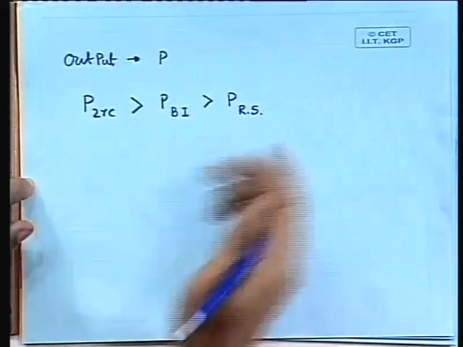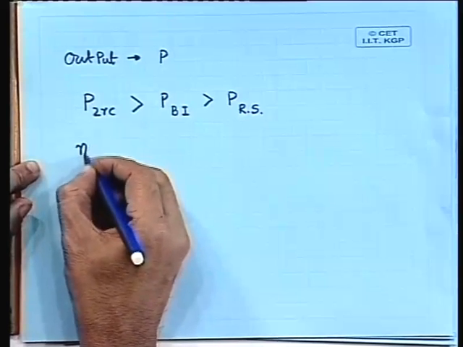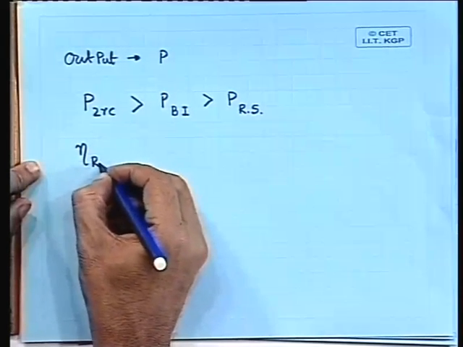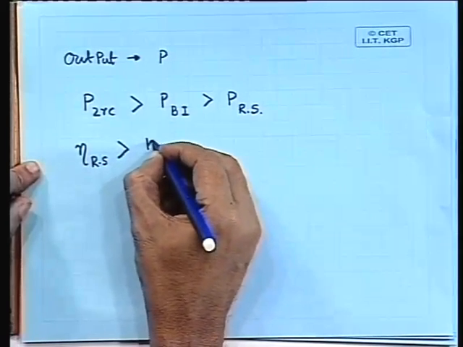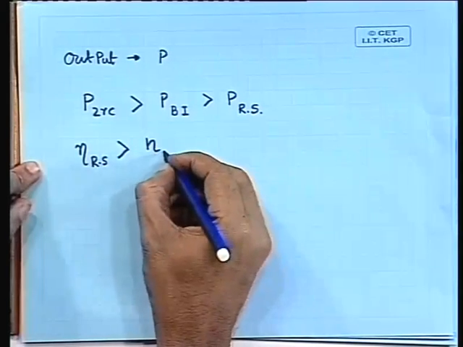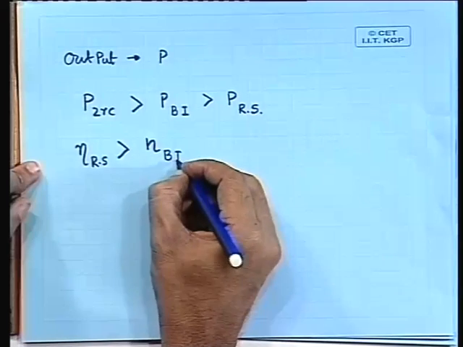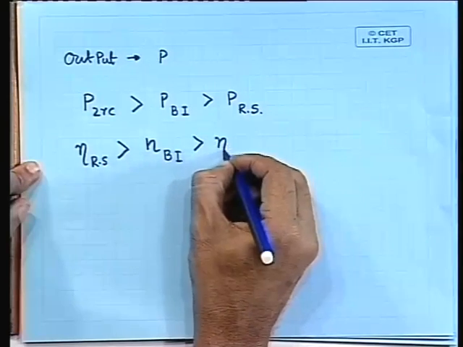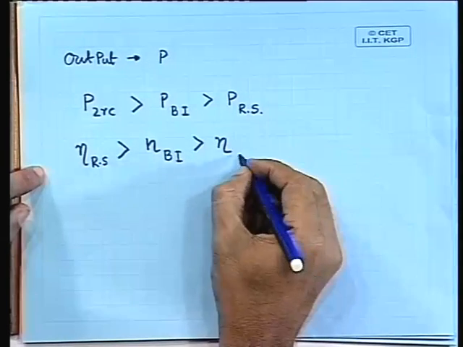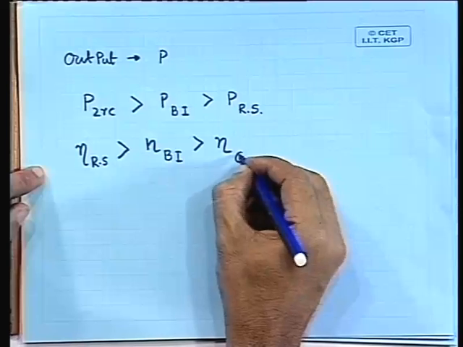Similarly, we can write the other information we have just got, that is, the efficiency of the reaction stage will be greater than the efficiency of the basic impulse turbine or pressure stage, that will be greater than the efficiency of the velocity compounding or Curtis stage.